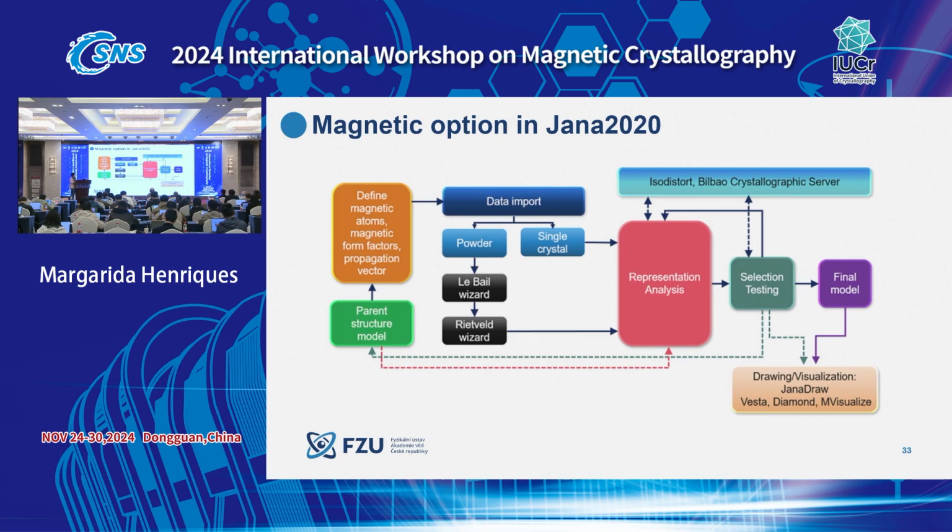Then if you have powder data, Jana will perform Le Bail and Rietveld, so profile and structure refinement. If you have single crystal data, Jana will immediately calculate the isotropy subgroups. It performs this in the representation analysis step in the middle, and from this step you can even connect to ISODISTORT or the Bilbao server to have representation analysis from them, or you can start the process of selection and testing of your space groups against your data. Once you have the final model, you have the way to draw the structure, or in the end also the production of CIF files.